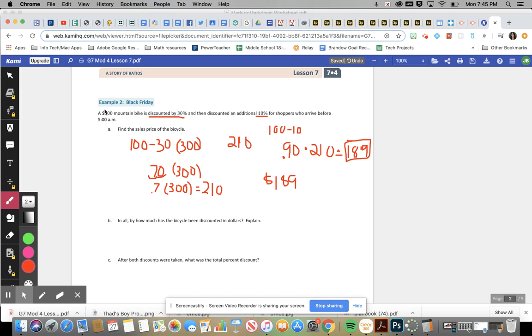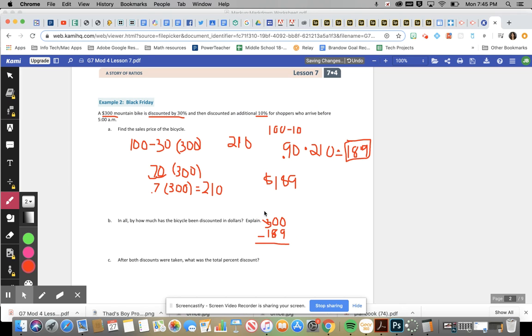So what was the original? Well, it was originally 300 and now it's 189. So if I want to figure out how much money it went down by, I'm going to subtract these two to figure out the discount in dollars.